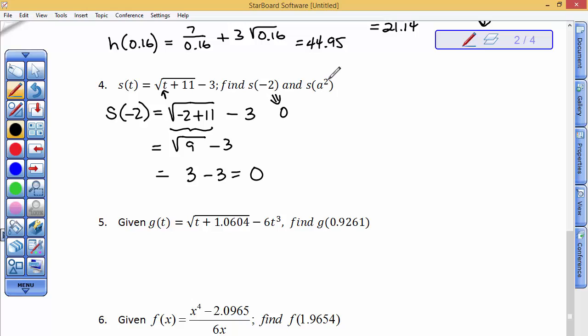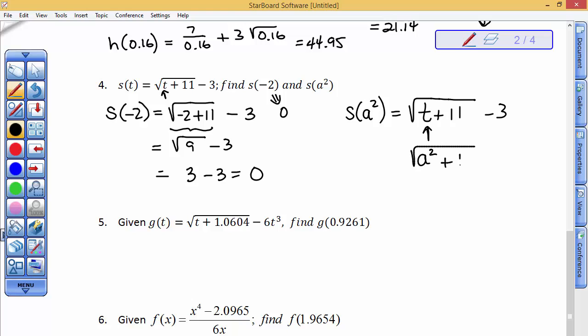So it says evaluate the function with a squared anywhere you see t. So I just want to put an a squared right there, plus the 11, minus the 3, which is outside of the radical, and I am all done. I can't evaluate this. The square root of a squared would be a if it was just the square root of a squared. It's the square root of a squared plus 11. You cannot do anything with this to simplify it. You are done.